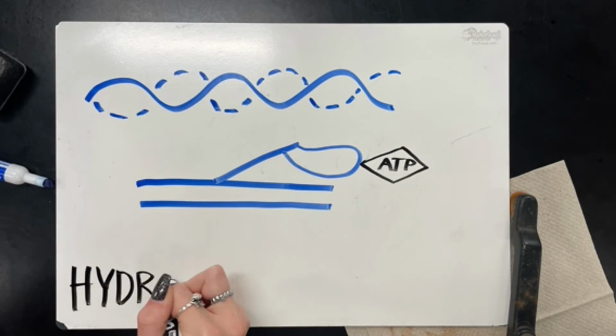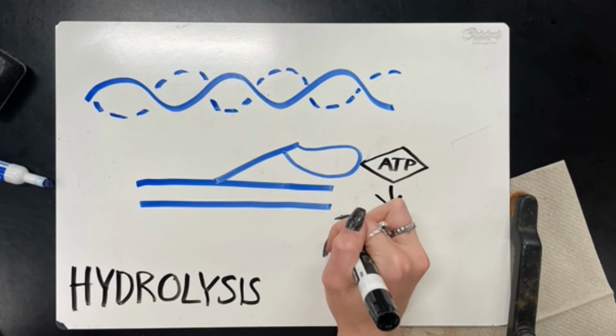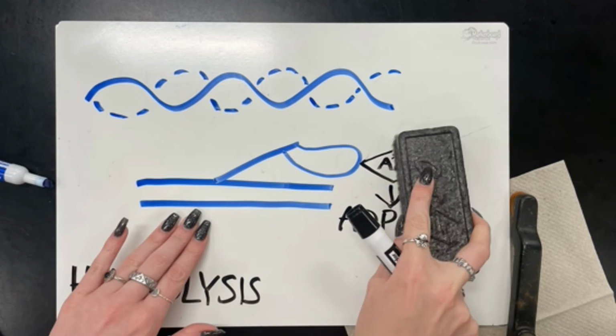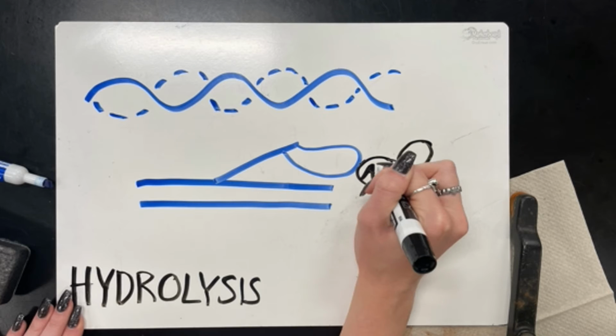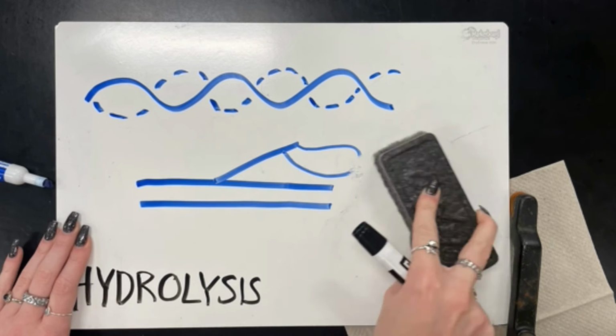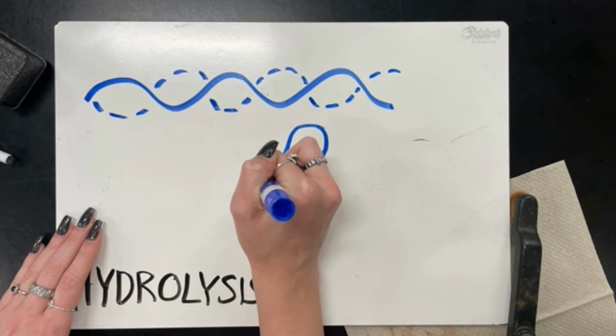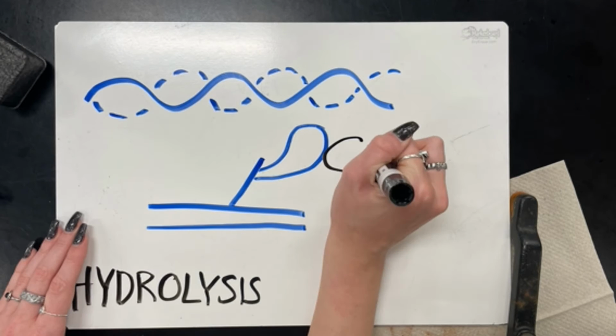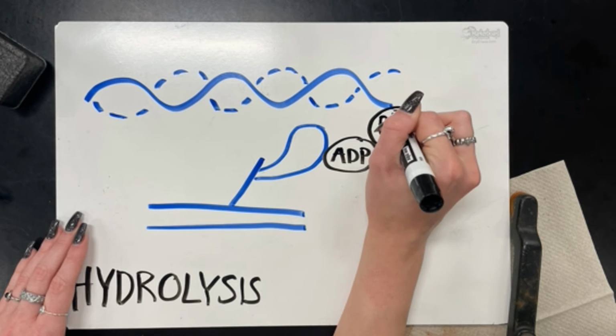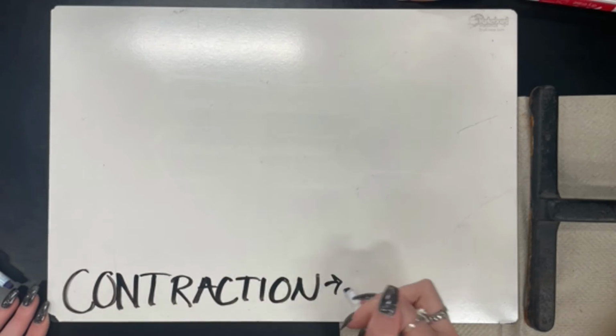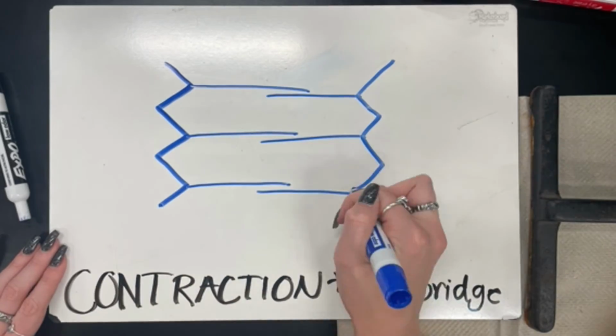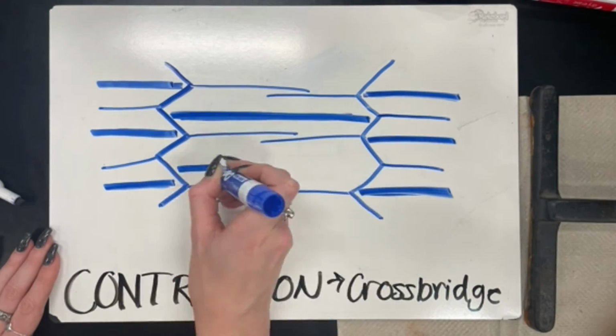Following this detachment is hydrolysis. Here, ATP breaks down into individual molecules of ADP and an inorganic phosphate. This causes the myosin head to raise a little and relax in order to join the inorganic phosphate to the thin filament.